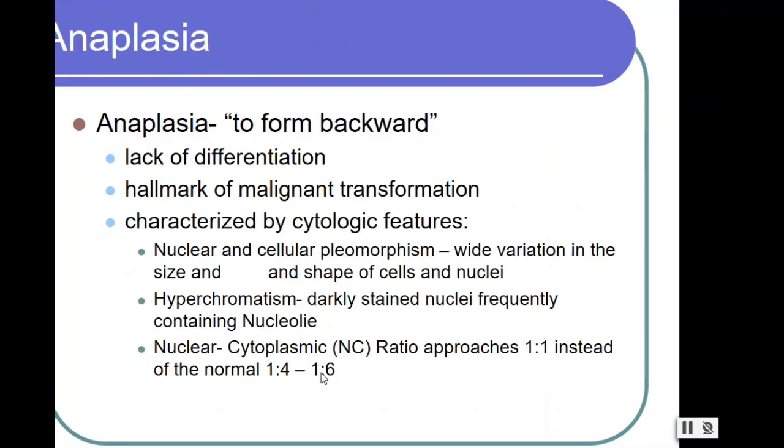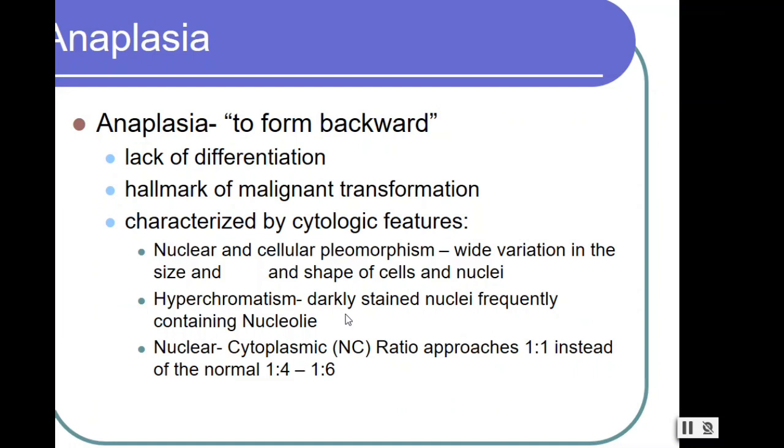When you say anaplasia, it is to form backward. Okay? Lack of differentiation is, take note, the hallmark of transformation. And ano nakikita natin dito? There is nuclear and cellular pleomorphism, wide variation in the size and shape of cells and nuclei. Morph is morphology. Pleo, iba-iba ang appearance. Wide variation in size and shape.